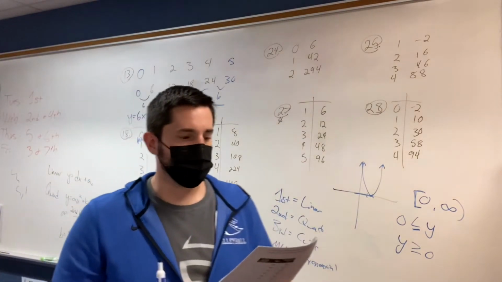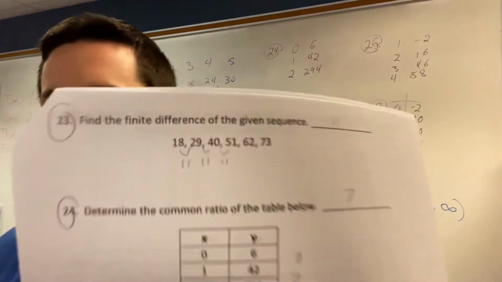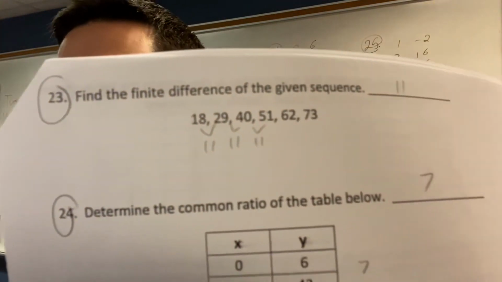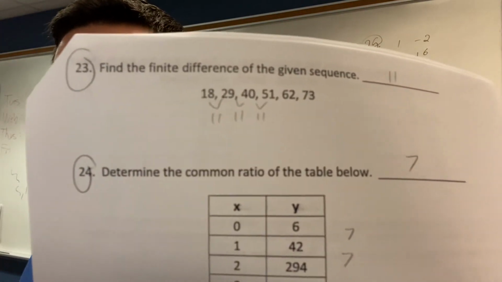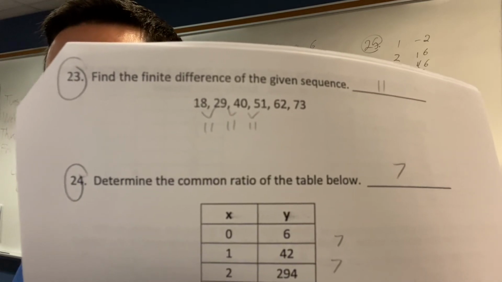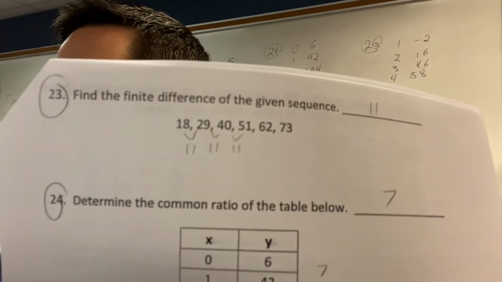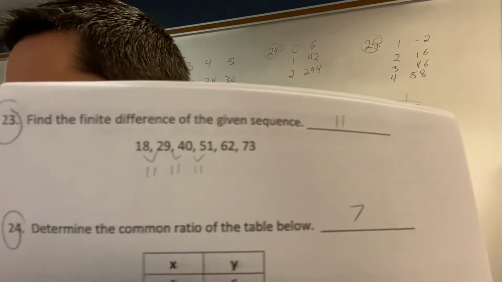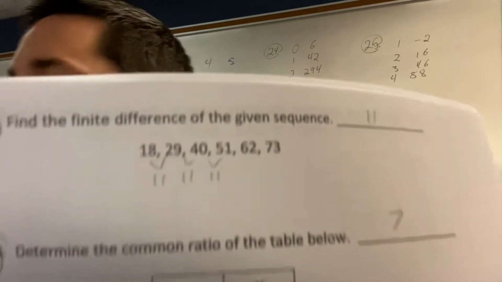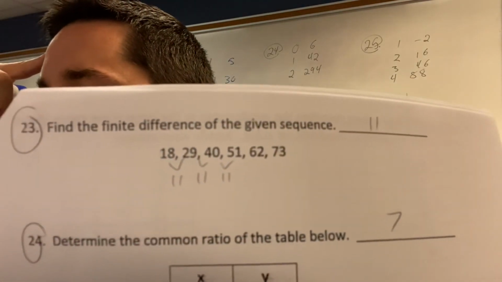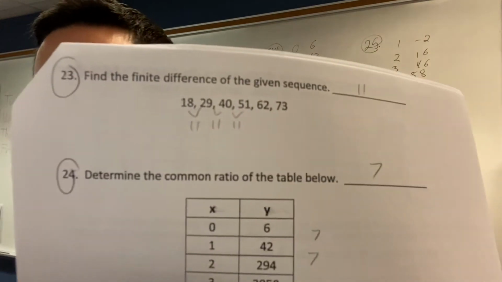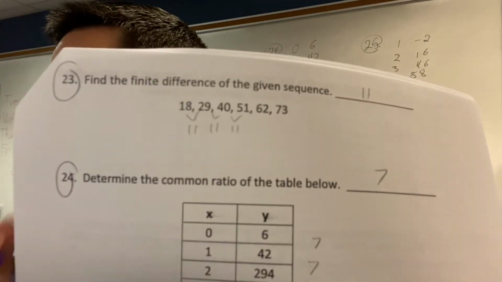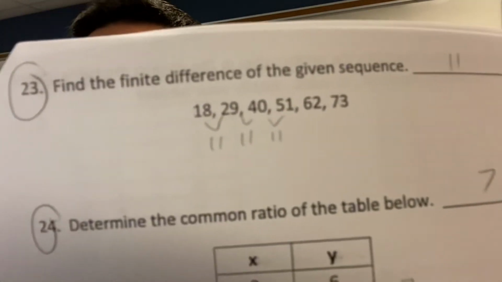Find the finite differences of the given sequence. Bang, there's the sequence: 18, 29, 40, 51, all that good stuff. The difference between each one is constantly adding 11. How thoughtful that they asked us the difference so that we instantly know it's adding by something, and then it just worked, right? That's like the first worksheet we ever did. That's the concept right there. Easy points right there. Don't miss that one. Then the 24 is just as easy.